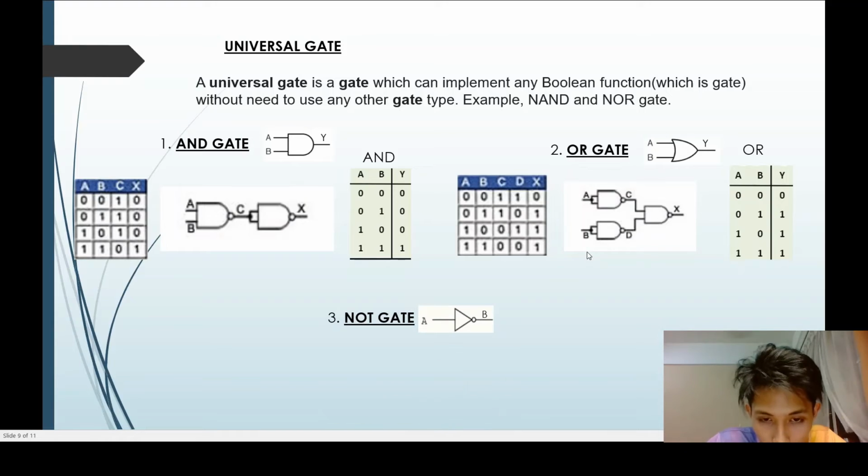The last one I will explain is the NOT gate. This one is the original NOT gate. The NOT gate has only one input, and this one is the output B.